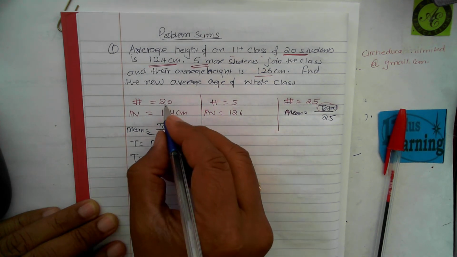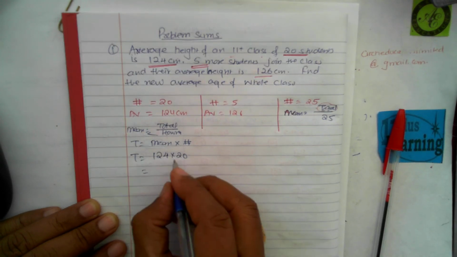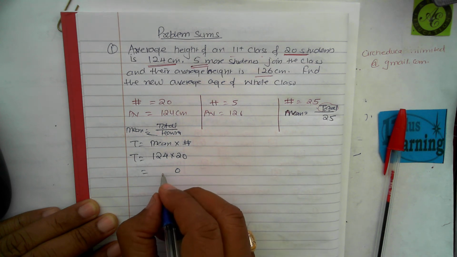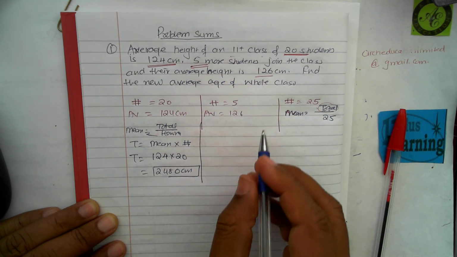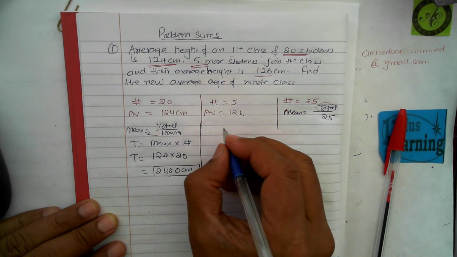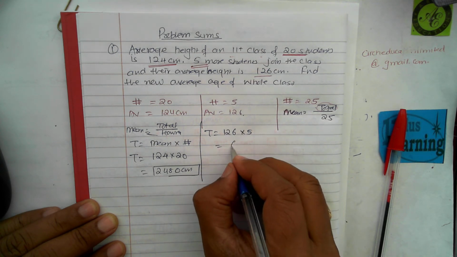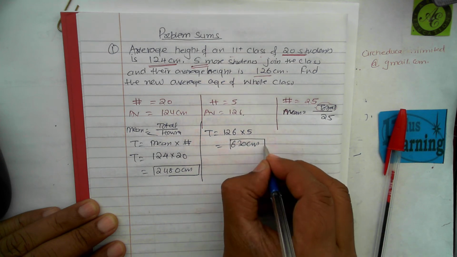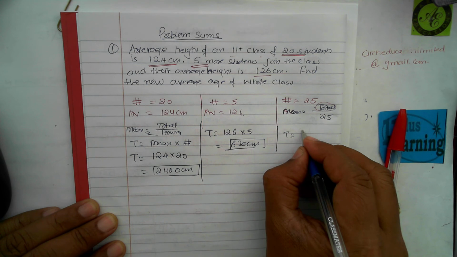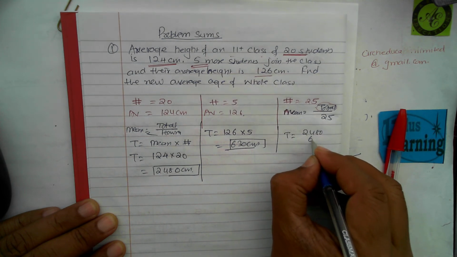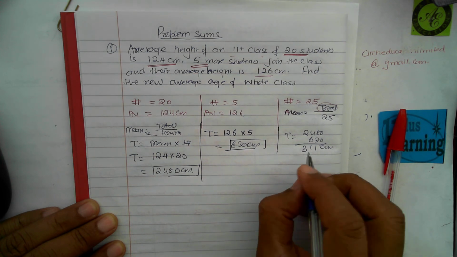So the total for these 20 children is 124 times 20. If my calculation is correct, that gives me 2480 centimeters. Okay, the average of these 5 students is 126. So the total for these 5 will be 126 times 5. This will be 630 centimeters. Hope my calculation is correct, guys. The total of all the 25 then is 2480 add 630, this is 3110 centimeters.